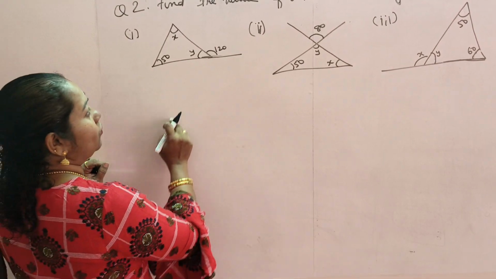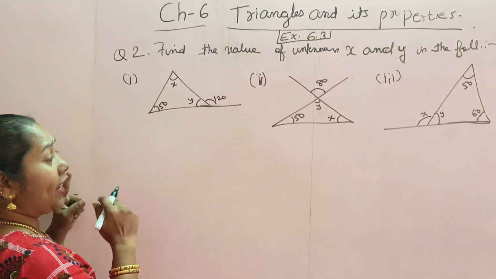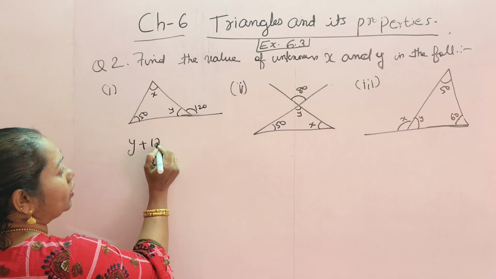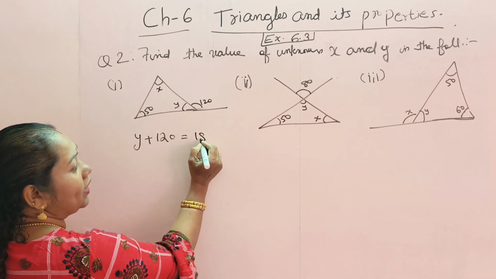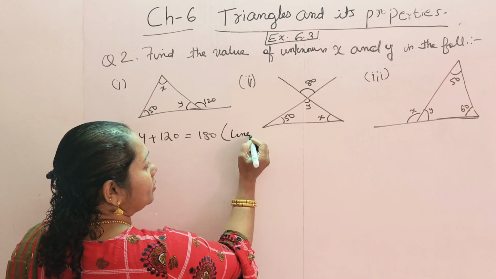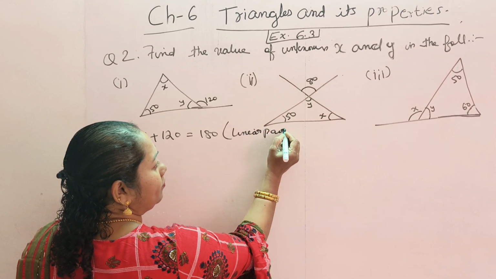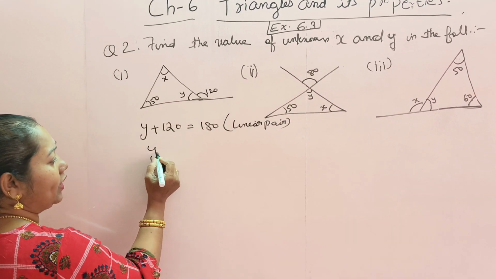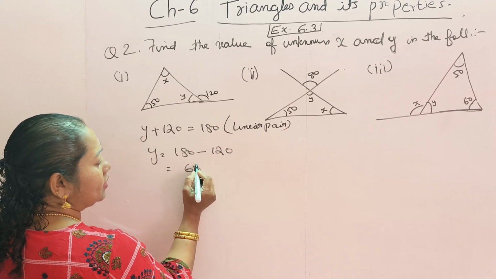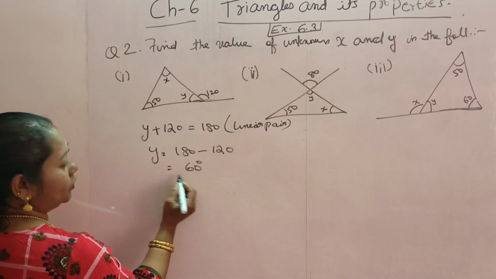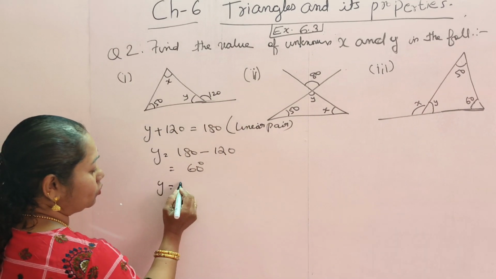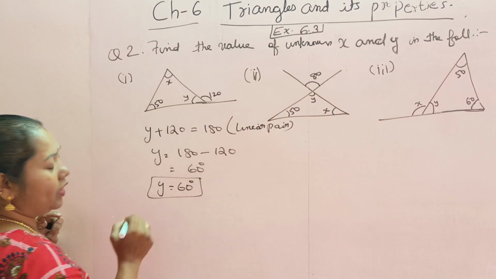So the first question, you can do in either way. One way is we can do y plus 120 is equal to 180 degrees. What is the reason? I already mentioned, it is linear pair. So y is equal to 180 minus 120, that is 60 degrees. So we got the value of y.